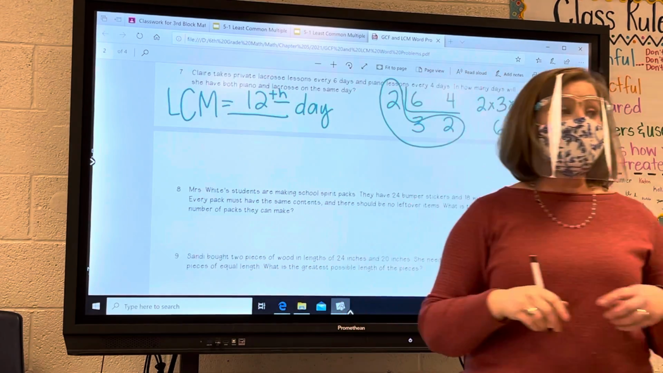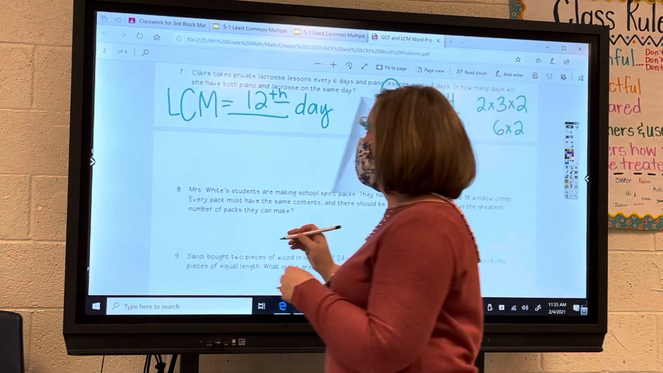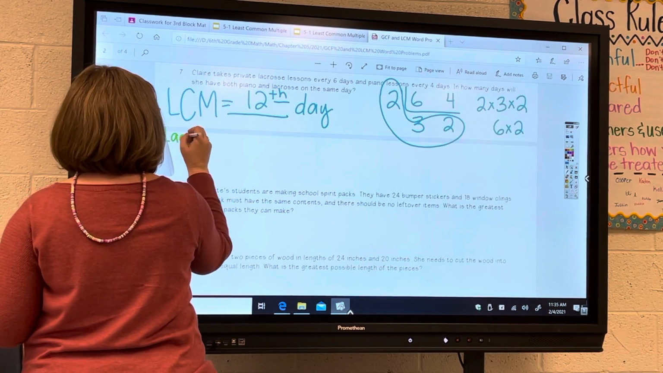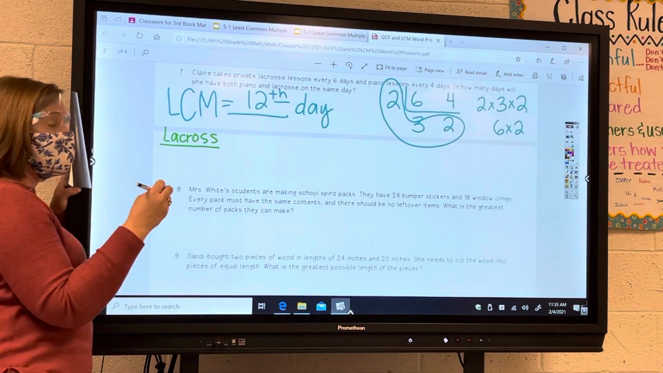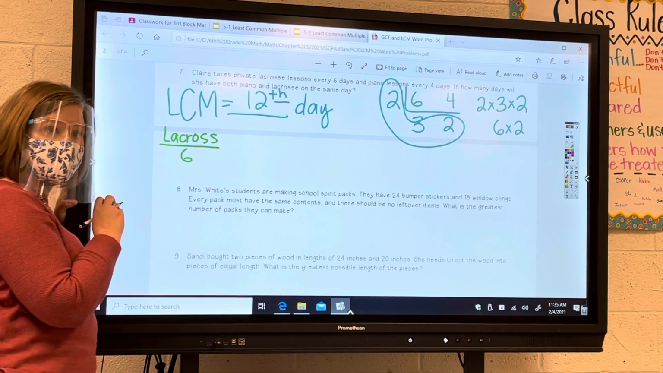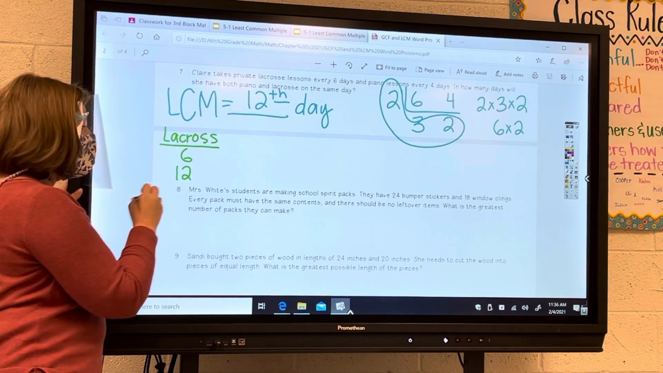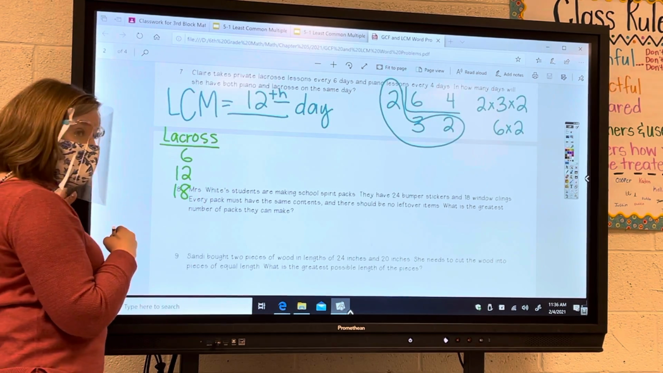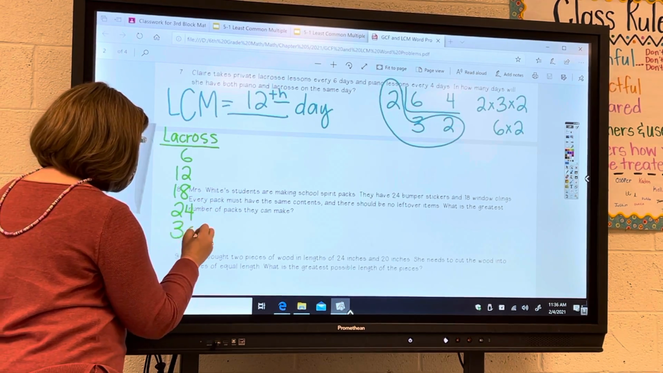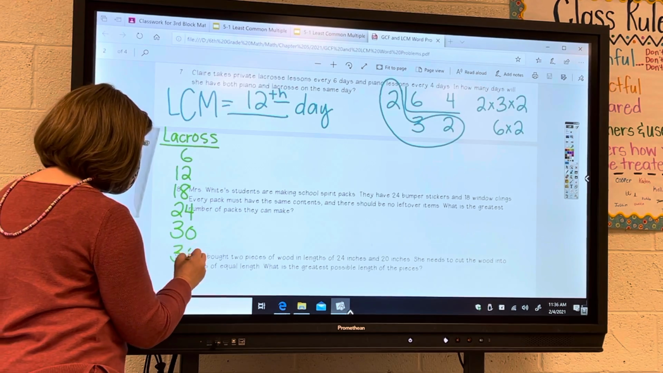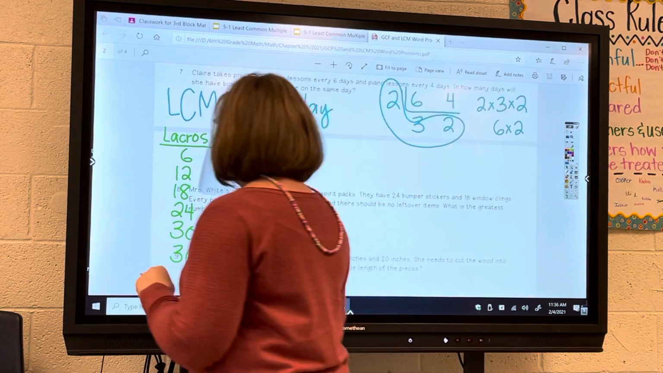Now, I want to show you why this works, okay? Lacrosse. All right, she's going to have lacrosse every 6 days. So she's going to be at lacrosse on day 6, day 12, day 18, day 24, 30, 36, all right?